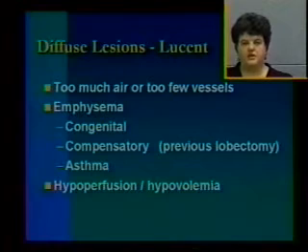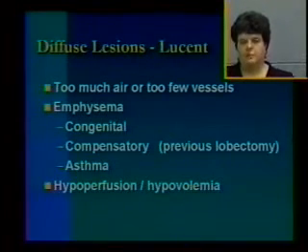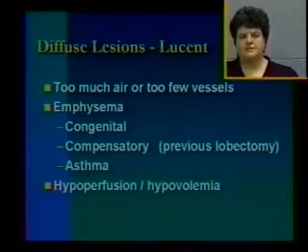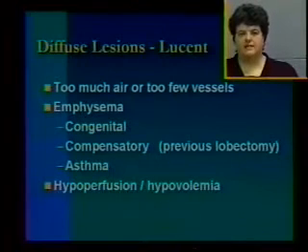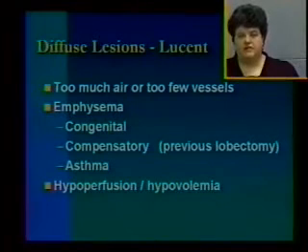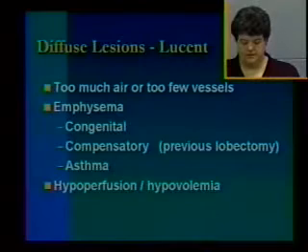So you can have diffuse lesions of the lungs where the lungs are too black or too lucent, and it's either because you have too much air in the lungs or too few vessels. Too much air in the lungs is most commonly because of an emphysematous change. They don't get emphysema like people do. A lot of the time it's a congenital abnormality where the cartilage of their bronchi and bronchioles is malformed. The other time is if they have a compensatory increase in lung volume because they've had a previous lobectomy. And then probably the most common place to see lungs that are too black is in the cat with asthma, and that's sometimes all you're going to see. Again, hypoperfusion, hypovolemia, not enough vessels, will lead to the lungs looking too black as well.